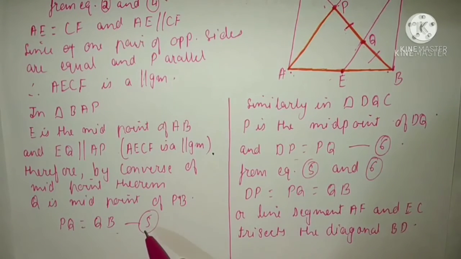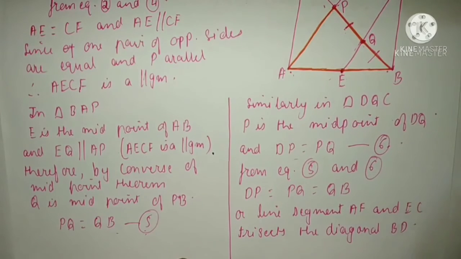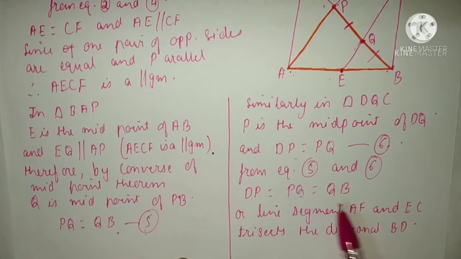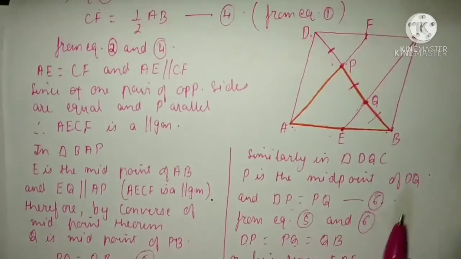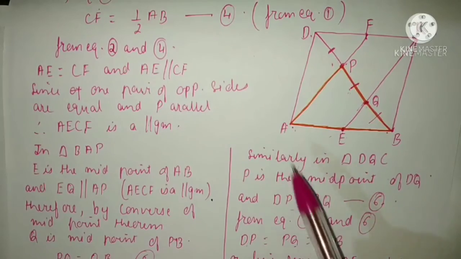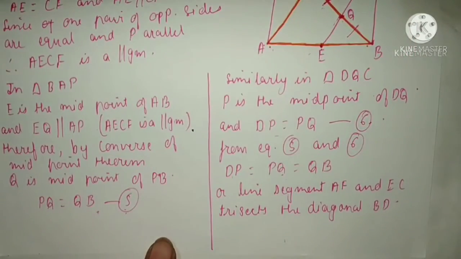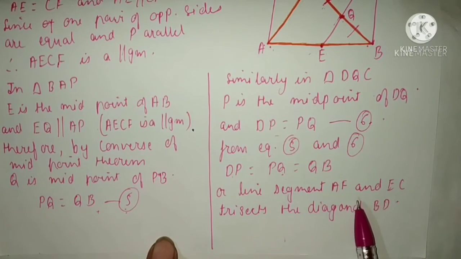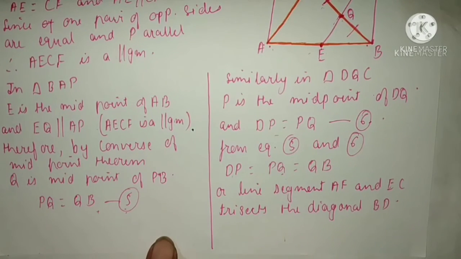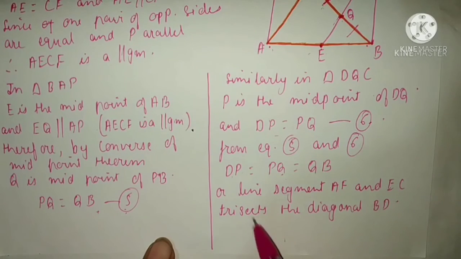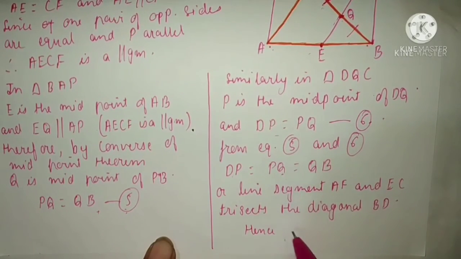Now from equation number 5 and 6 we can say that DP is equal to PQ and this PQ is equal to QB. So DP is equal to PQ is equal to QB. Now if these all three parts are equal, that means these two lines are trisecting the diagonal BD. So at last we can write, line segments AF and EC trisect the diagonal BD, and this only we had to prove. So you can write hence proved.